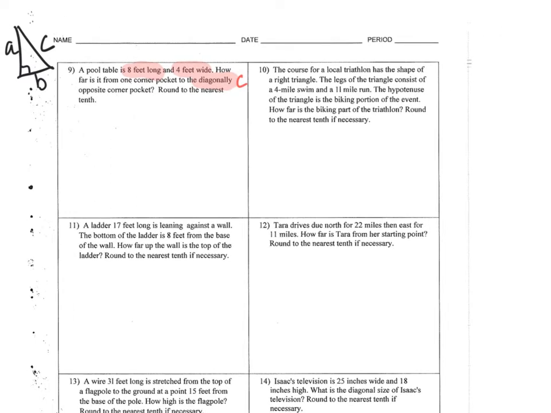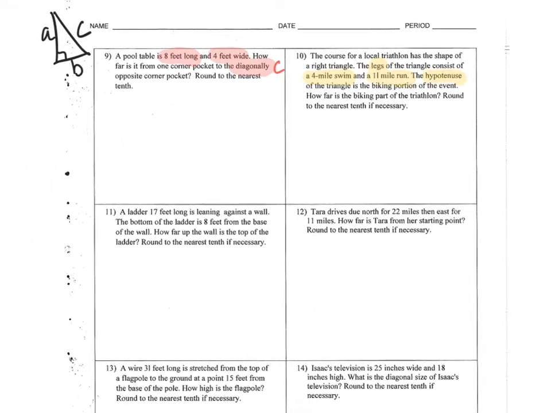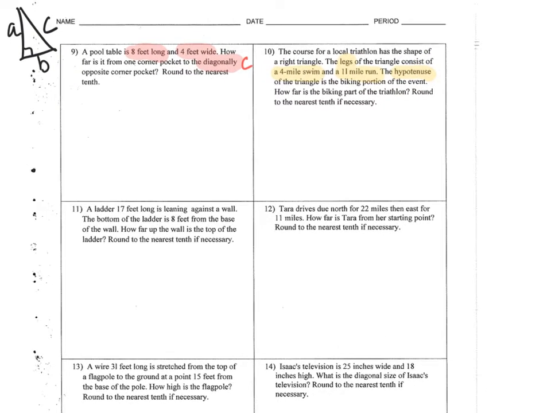10, the course for a local triathlon has the shape of a right triangle. The legs of the triangle consist of a 4-mile swim and an 11-mile run. The legs, okay? The hypotenuse is what you don't know. A ladder 17 feet long is leaning against a wall. The bottom of the ladder is 8 feet from the base. How far up the wall is the top of the ladder?